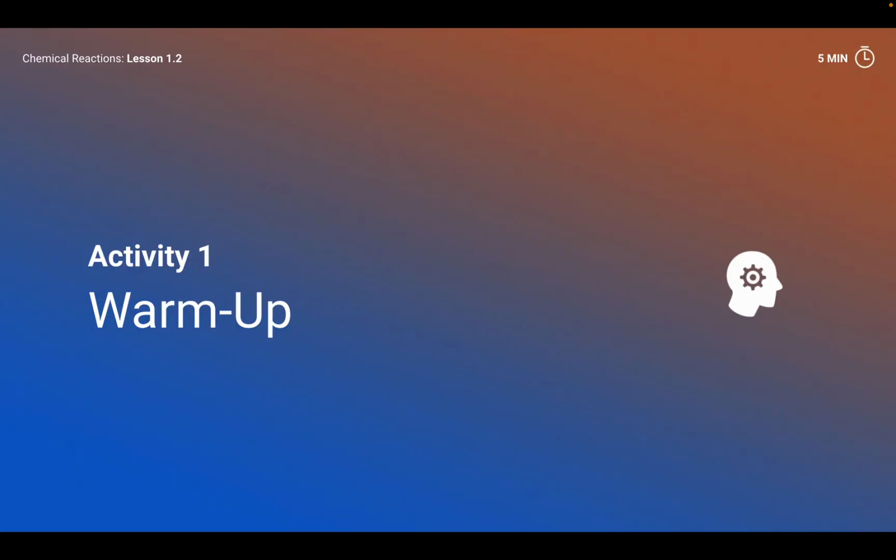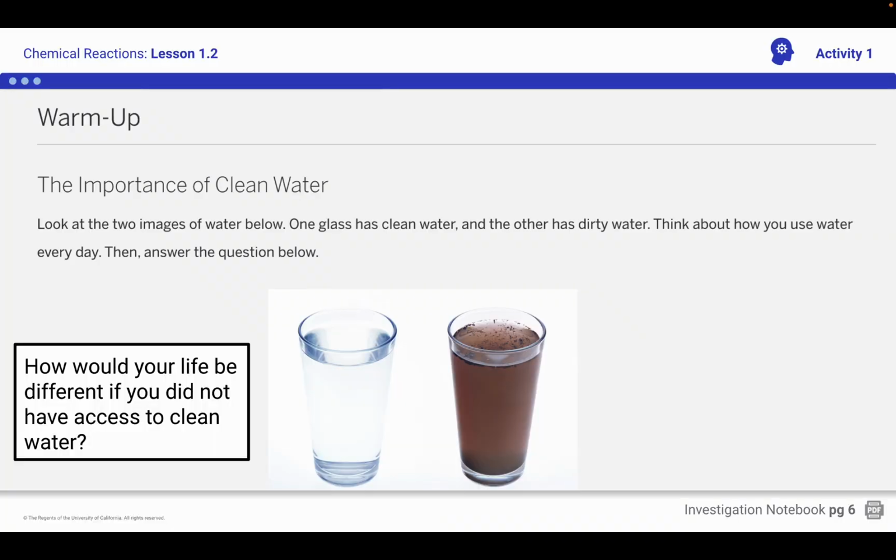We're going to begin with the warm-up and activity number 1. And this is the very first question in your notes. Ask yourself, how would your life be different if you did not have access to clean water? What would you have to do differently, or what couldn't you do if you didn't have clean water? So we took quite a few minutes to talk about that. I'm interested to see what you have. I'm going to let you write that out, and then I'll check it when you come back.